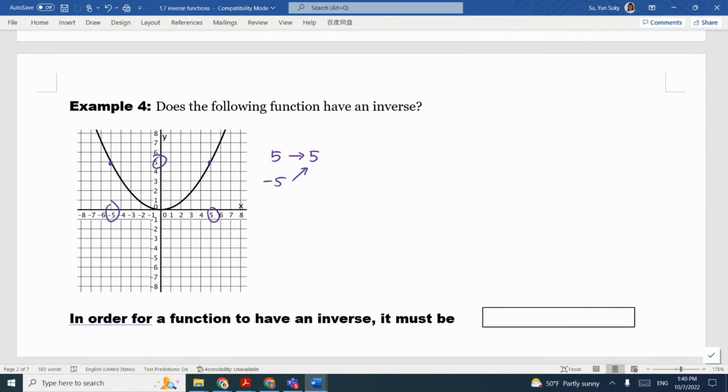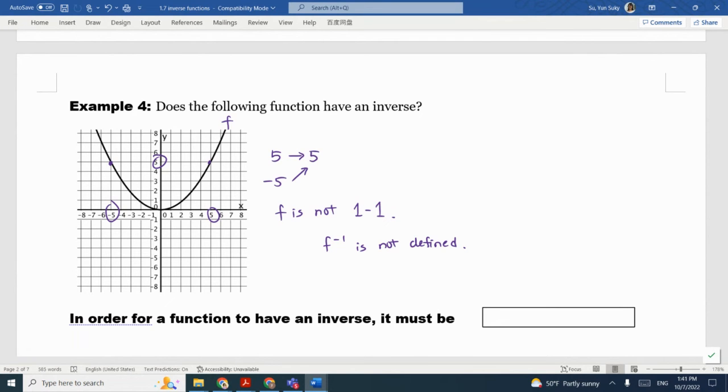Remember the inverse is you map the output back to the input. Oh my god, you have two inputs. Which one should you map to? So that's why the inverse function is not defined. Because you have two numbers, we don't know which one to map to. Therefore, in order to have the inverse function defined, the function must be 1 to 1. So let's say this is f. f is not 1 to 1. Therefore f inverse is not defined.